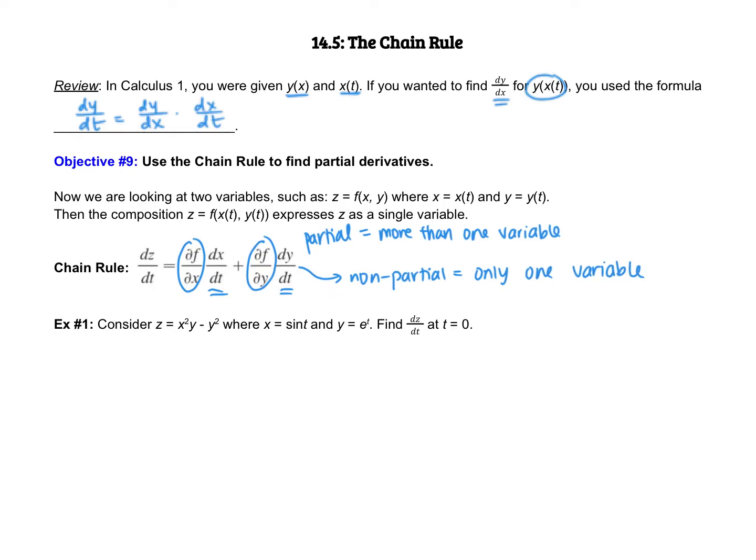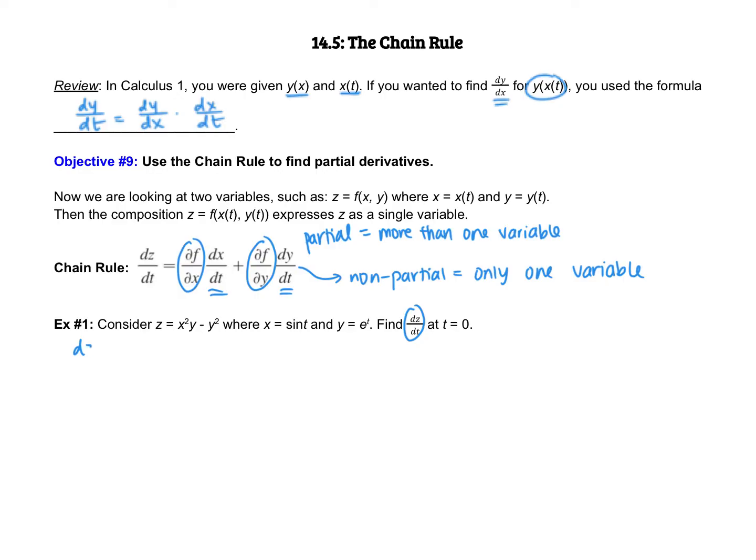So let's take a look at an example. Consider z is equal to x squared y, subtract y squared. x is sine of t, and y is e to the t. We are finding dz/dt at t equals 0. Okay, so first thing, dz/dt is not a partial derivative, so I want us to pay attention to that. dz/dt is not a partial derivative.